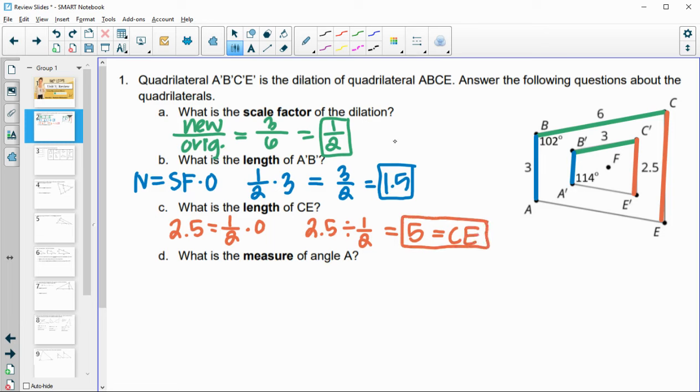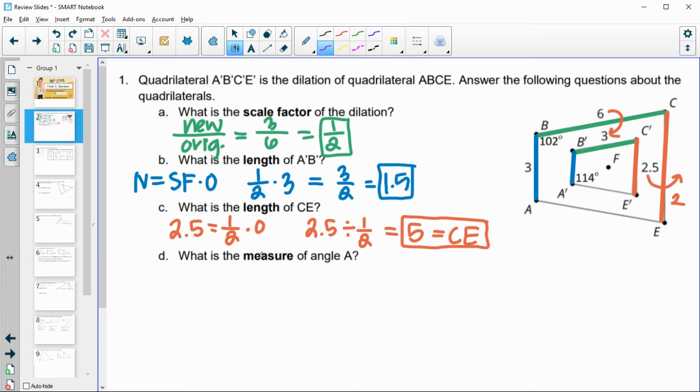And so when you think about 1/2, that's kind of like dividing by 2. So when we go to the outer part, when we go backwards, we'll actually be multiplying by 2. So this bigger shape is 2 times larger than the original.